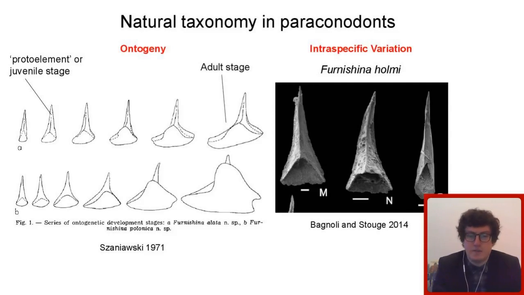And more recently, Bagnoli and Stalger described intraspecific variants of Furnishina holmi with differences in the element symmetry and curvature thought to reflect a separate position within an apparatus. However, studies like these haven't really been extended to any other paraconodont taxa, so paraconodonts are still predominantly classified by a form taxonomy.